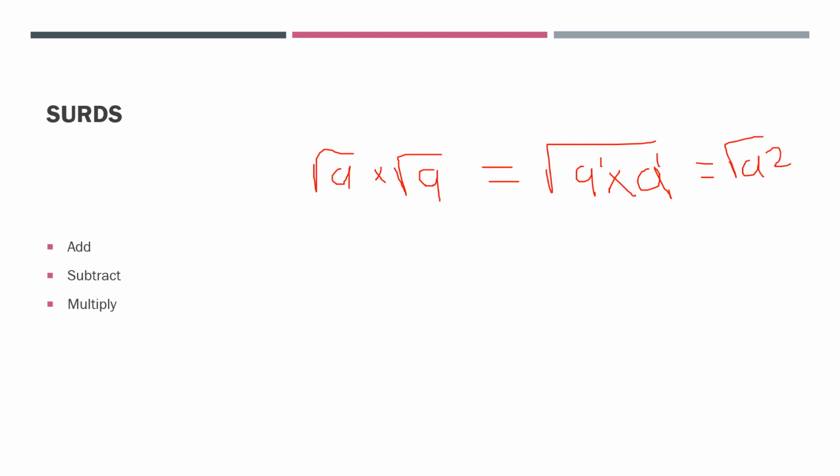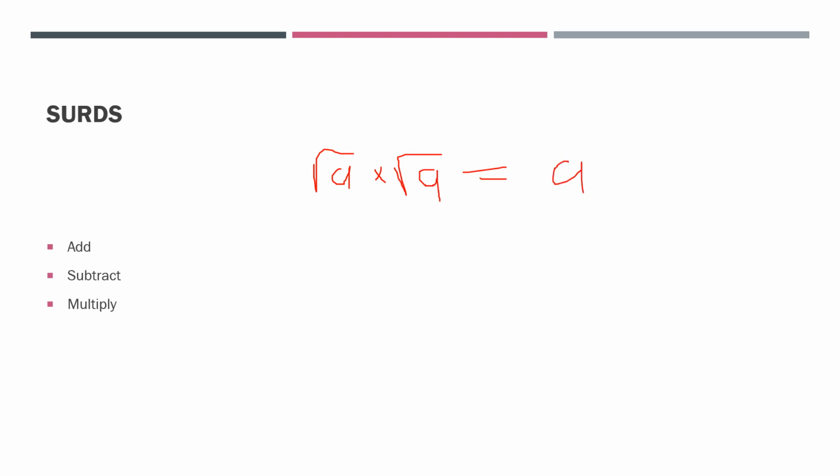And then remember, there's a 2 outside here, so that 2 will divide the exponent, so we're going to be left with a to the power of 2 divided by 2, which will give us a. So basically we can see now that if the square roots are the same like this, the answer will be a, because we have just proven it. So when you multiply the same numbers inside the square root, the answer will just be a.